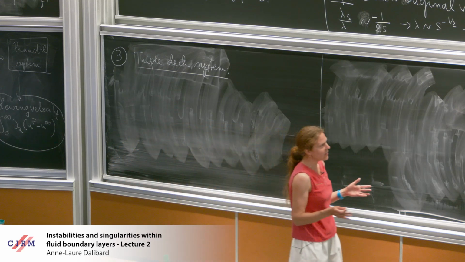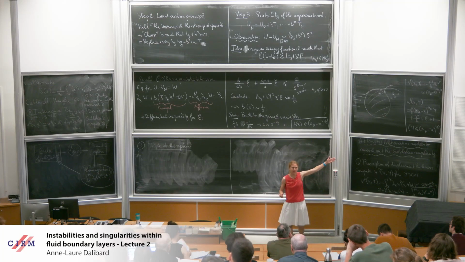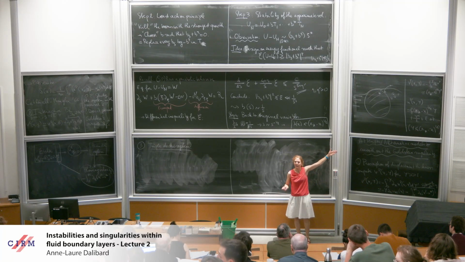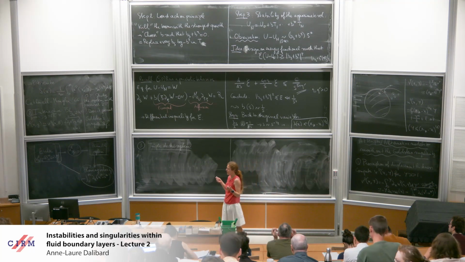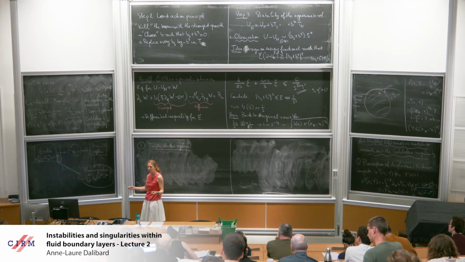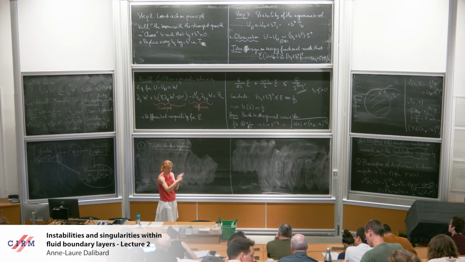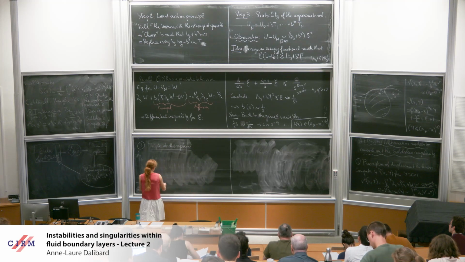But let's say that the heuristic is the following. You see in this Goldstein singularity, you have these small x scales which are appearing. And so the idea is to say, well, let's look at an expansion for the Navier-Stokes system at high Reynolds number, in which you introduce some small scales in x, so in the tangential variable, in order to zoom in on the separation point and to look at what happens close to the separation point.